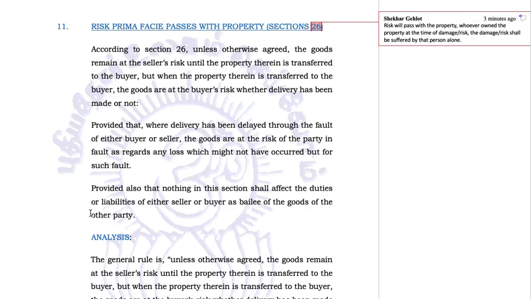Provided that where the delivery has been delayed through the fault of either buyer or seller, the goods are at risk of the party in fault as regards any loss which might not have accrued but for such fault.